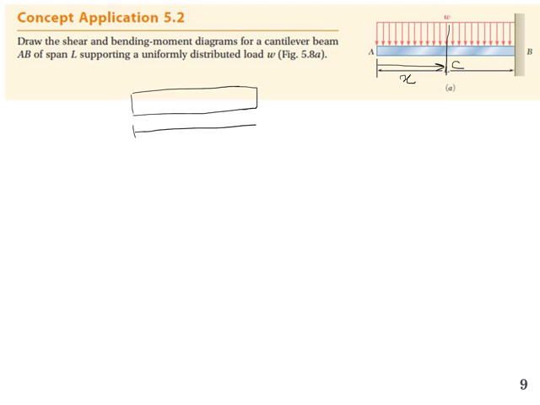Let's take this distance as X, so any arbitrary point, and we have a shear force. Following the sign convention, acting downward we take positive, and moment acting counterclockwise we take positive. We have a uniformly distributed force W acting on the beam, and we can convert this uniformly distributed force into a concentrated force acting at the center. The value we can write as Wx, and it will be acting at the center, and this distance will simply be X by 2.